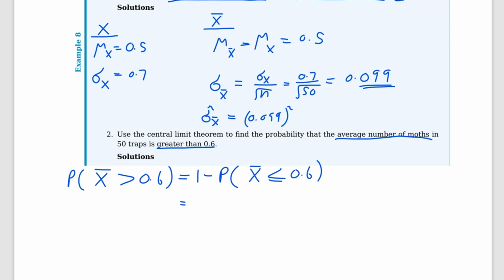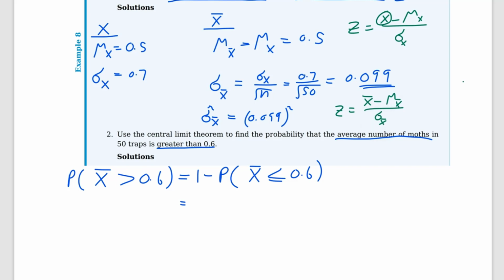How do we convert to the z value? Yes, exactly. Let me explain. If we had x, sorry, it is x, not x bar, z equals x minus mu x divided by sigma x. So this is the z value for x, right? But here we have x bar. Therefore z equals x bar minus mu of x bar divided by sigma of x bar.